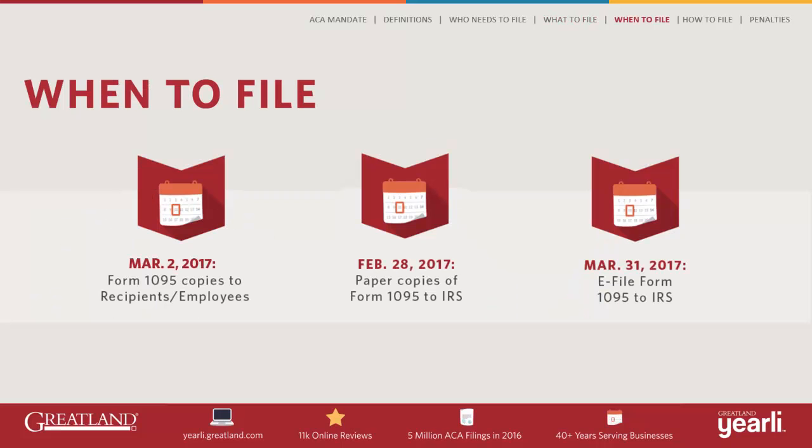The deadlines for filing 1095 forms for tax year 2016 are as follows. March 2, 2017 is the due date to submit 1095s to employees and recipients. This due date was extended from the originally published deadline of January 31, 2017. February 28, 2017 is the due date to submit 1095s to IRS on paper, and March 31, 2017 is the due date to submit 1095s to IRS electronically.